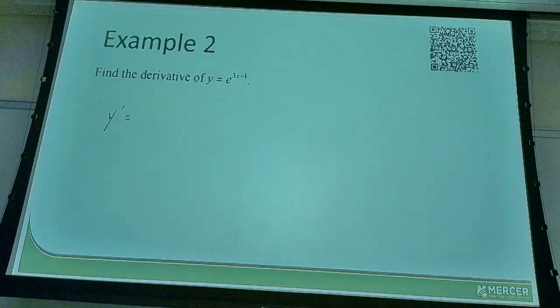So you want to identify what type of function. Natural exponential, right? That rule says e to your function times the derivative of the function. Three e to the 3x minus 1.